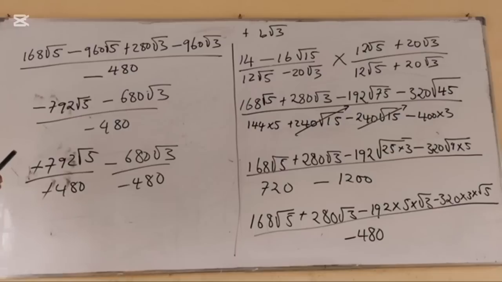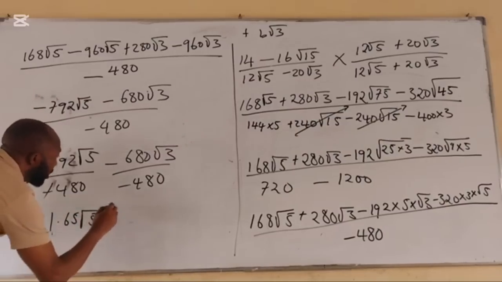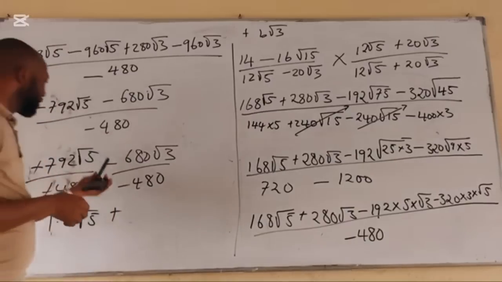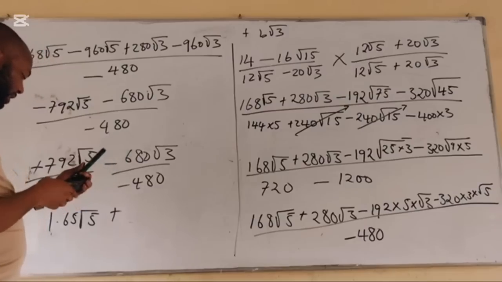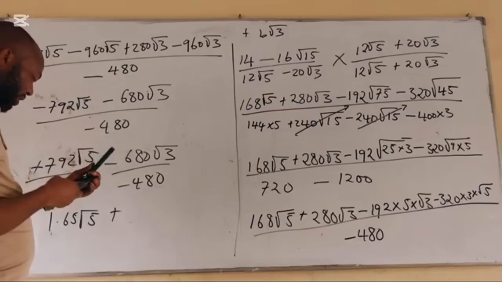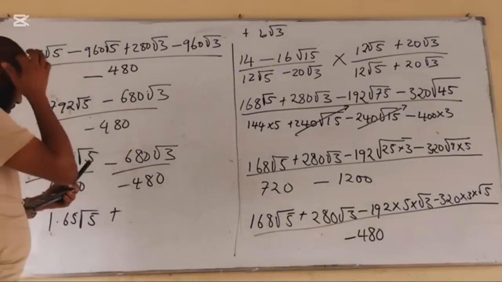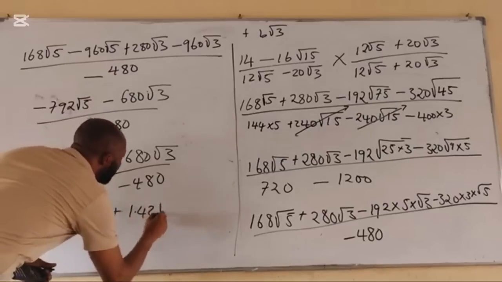792 divided by 480 is 1.65. So I can have 1.65 root 5 plus this divided by this: 680 divided by 480. 680 divided by 480 is 1.4. Let's just take it as 1.42. 1.42 root 3.